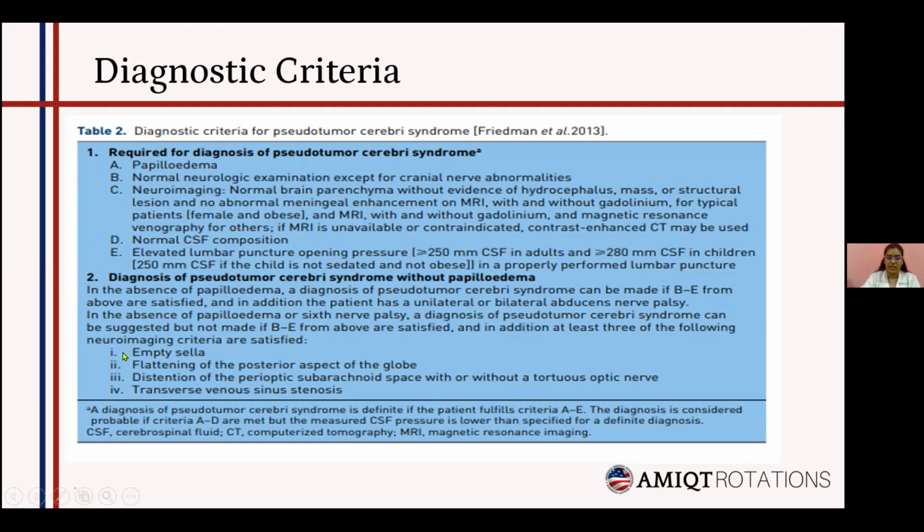If they have three of the following, such as the presence of an empty sella, or the flattening of the posterior aspect of the globe, or the distension of the perioptic subarachnoid space without tortuous optic nerve, and the transverse venous sinus stenosis, then we can categorize them as the pseudotumor cerebri syndrome.